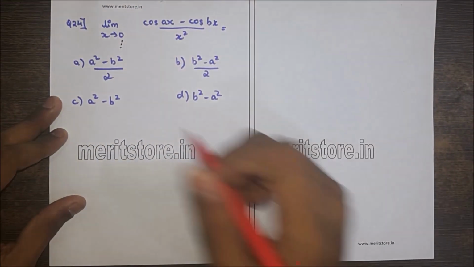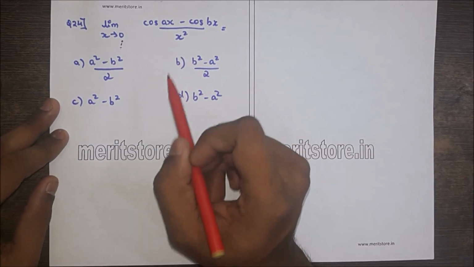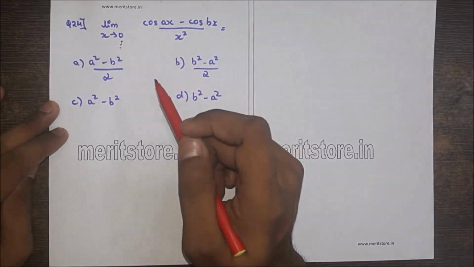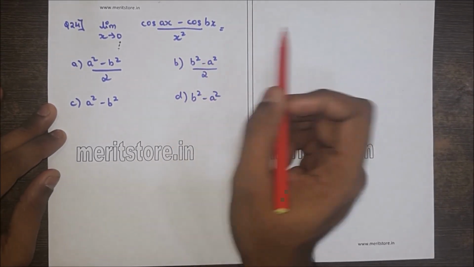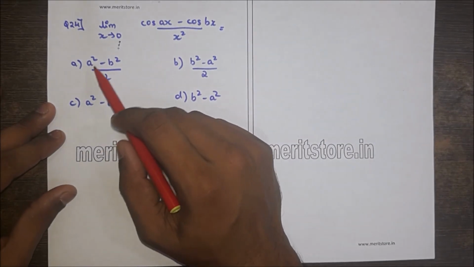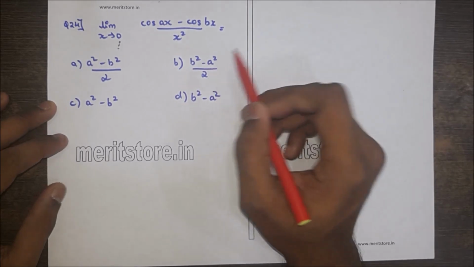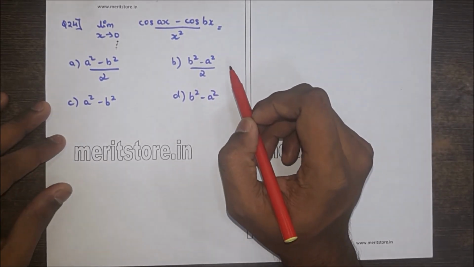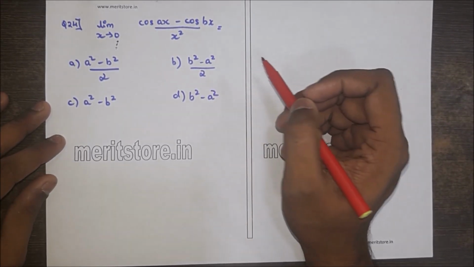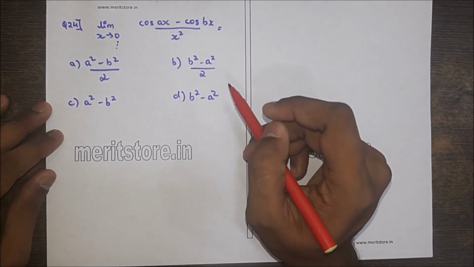Limit of x tends to 0 of cos ax minus cos bx upon x square equals: A a square minus b square by 2, B b square minus a square by 2, C a square minus b square, and D b square minus a square.